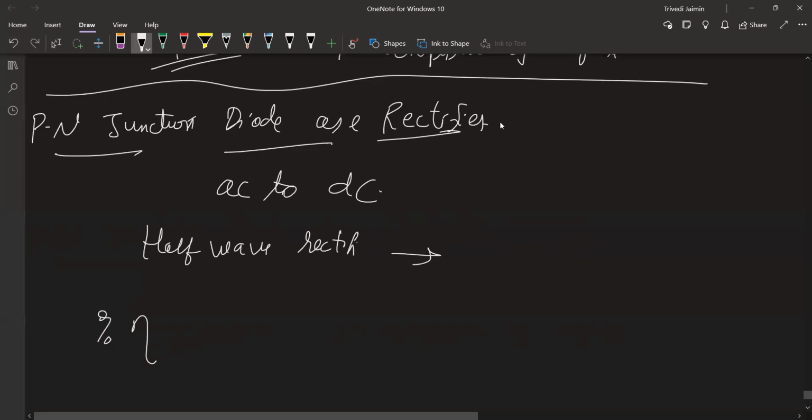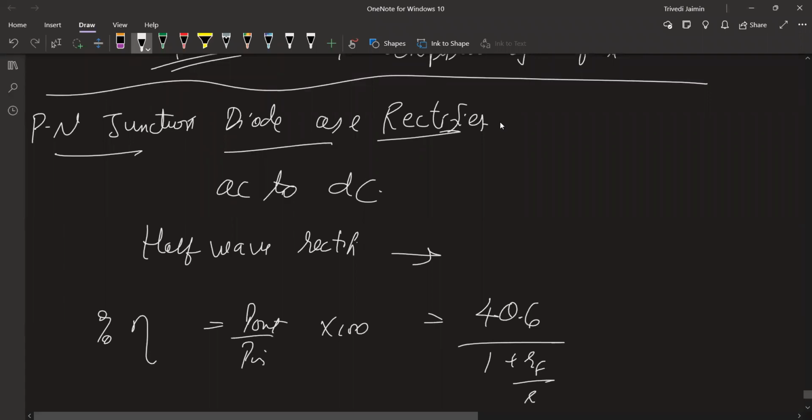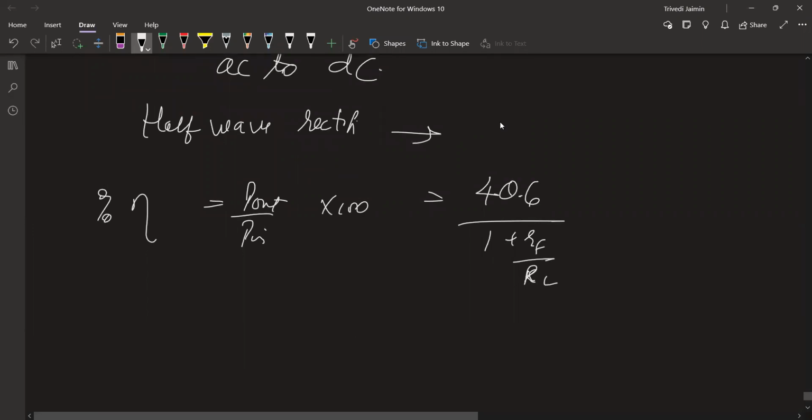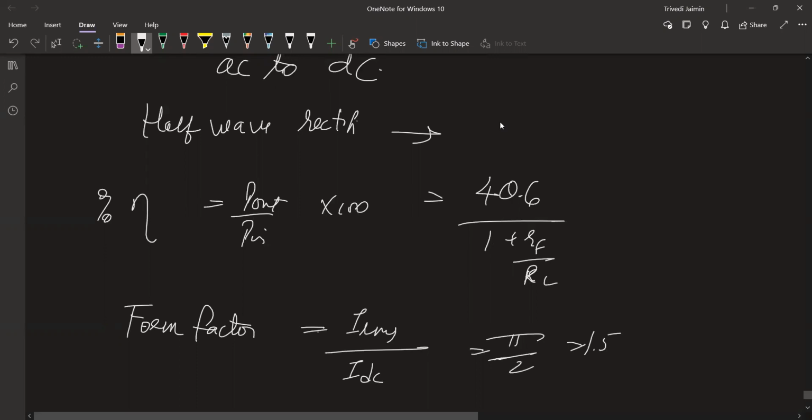Efficiency percentage equals P out by P in into 100, which is 40.6 divided by 1 plus RF by load resistor RL. So form factor, IRMS by IDC, is pi by 2, which is 1.57.